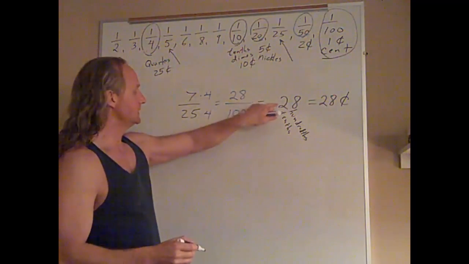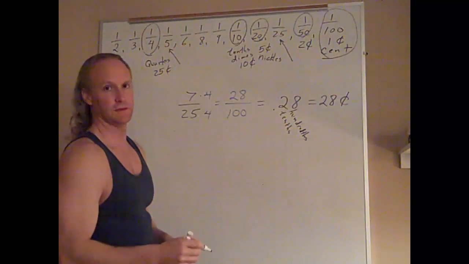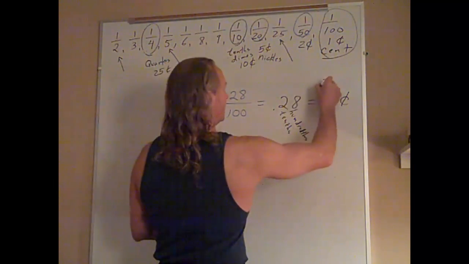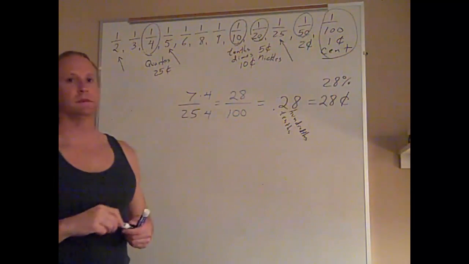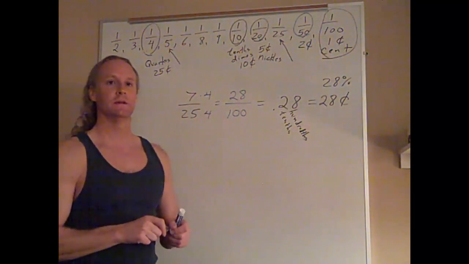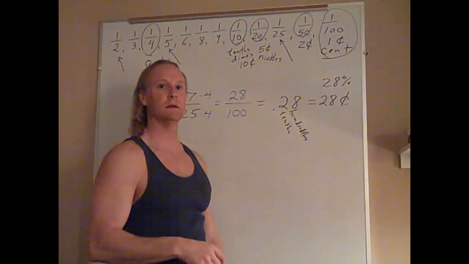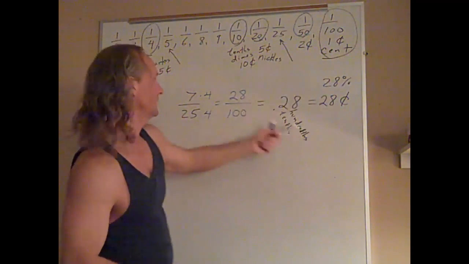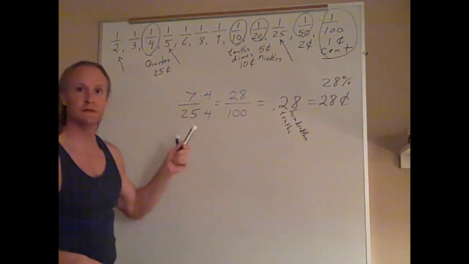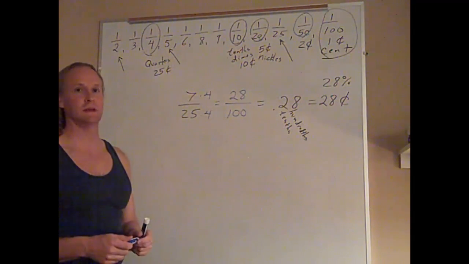We've seen this written in dollar notation as 28 cents. I can write this as 28 cents. I can also write it as 28%. Perfectly acceptable. They all mean exactly the same thing. There is no difference between this symbol and this symbol mathematically. This is 28 cents, 28%, 28 hundredths, or 7 25ths. They are all exactly the same.